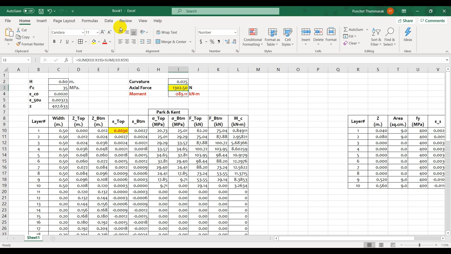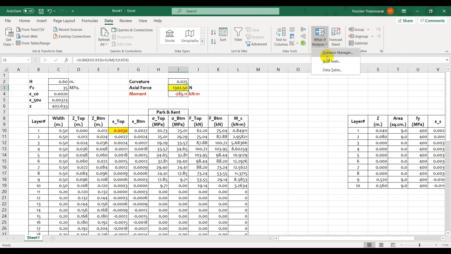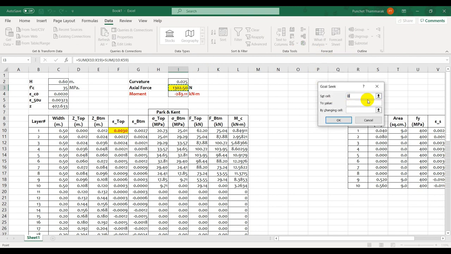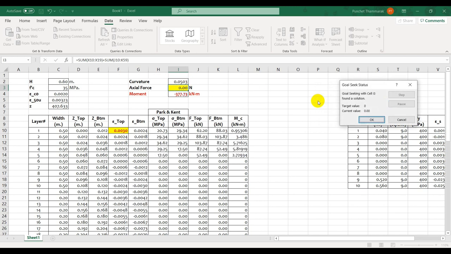You don't need anything more. So then I do the what-if analysis. Go seek. I need to change this to value 0 by changing what? Curvature. Okay.